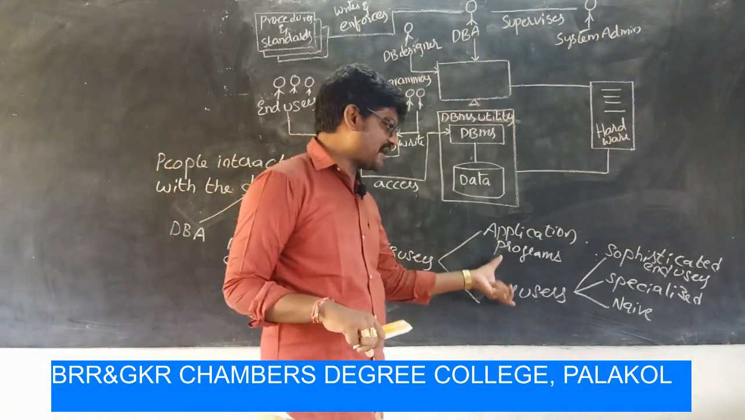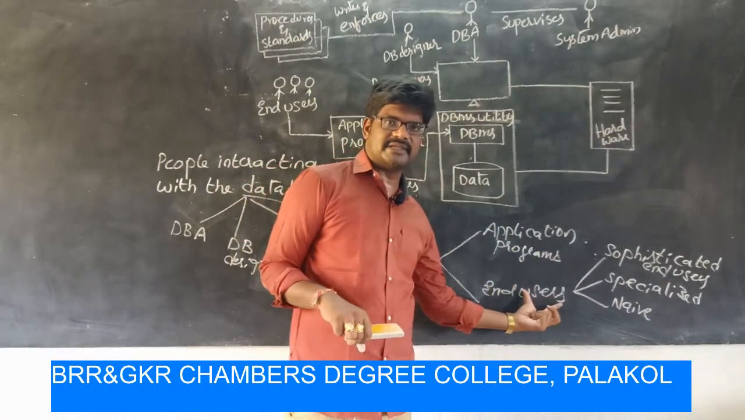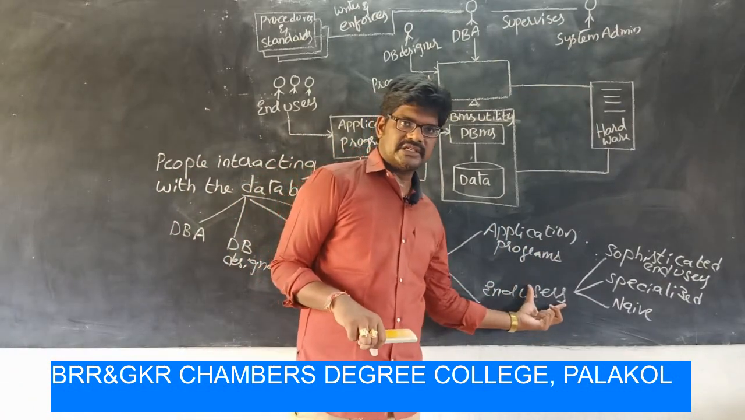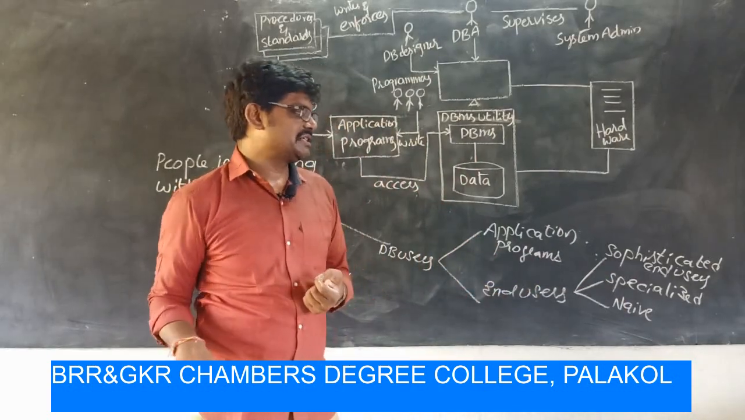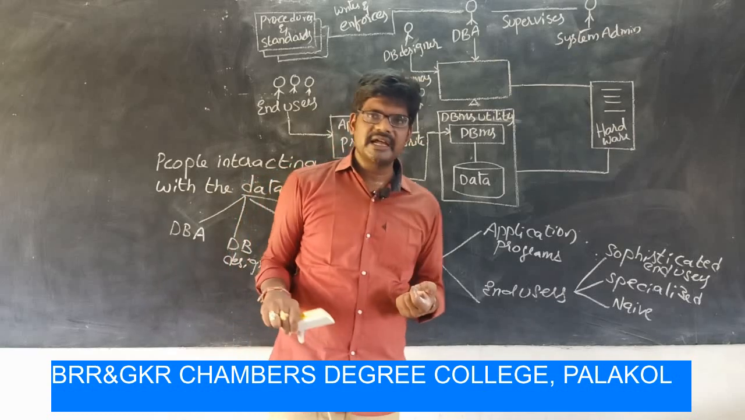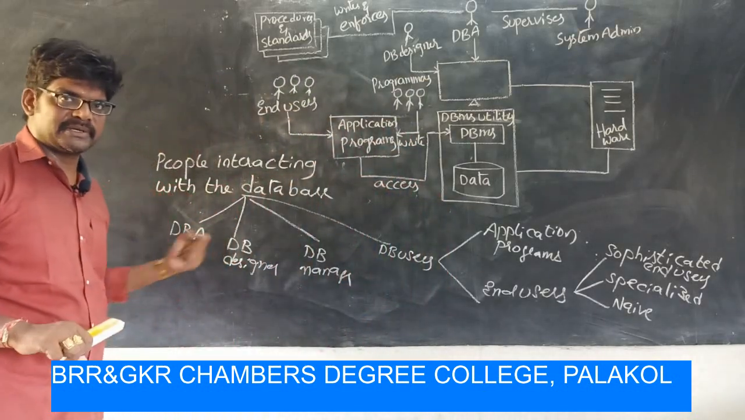Okay, so the people interacting with the database are the database administrator, database designer, database manager, and database users. The users can be classified into 2 types: application programmers and end users. End users are again classified into 3 types: sophisticated end users, specialized end users, and naive end users. So let us discuss each and every person.